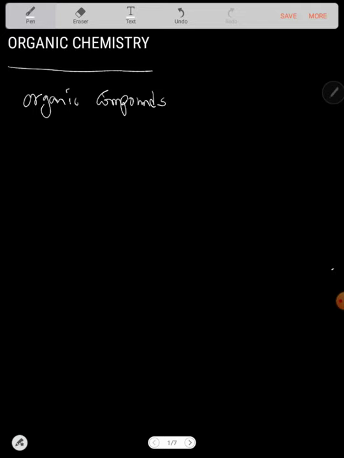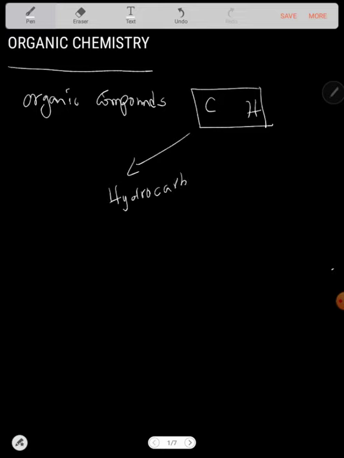These organic compounds contain carbon and hydrogen. This is why they are known as hydrocarbons, because they only contain hydrogen and carbon.